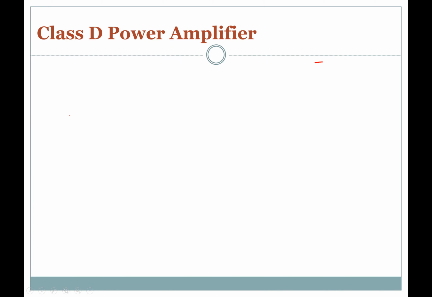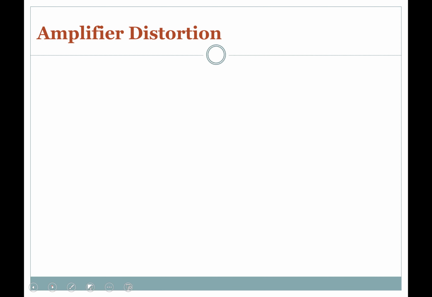And then we have the class D power amplifiers. In the class D power amplifiers, the signal, which is mostly audio, is first converted to a digital signal, okay?